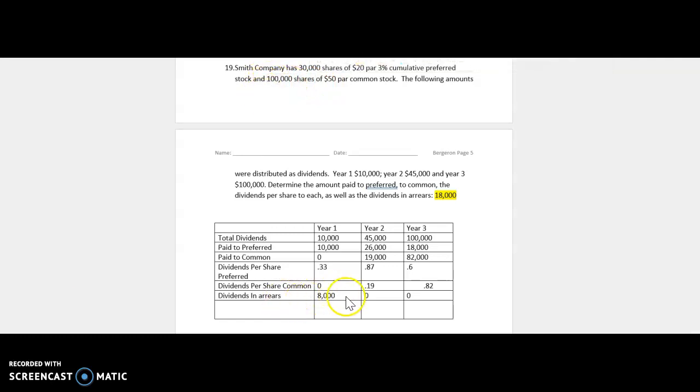And then how much is in arrears? Well, I wanted to pay them 18. I only could pay them 10, so that's how I got the 8,000 in arrears.